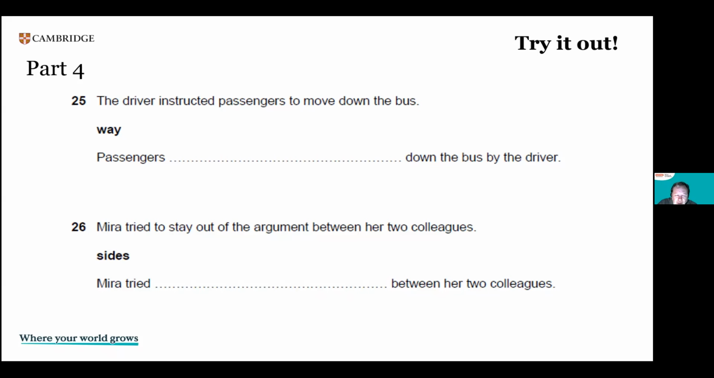In this part, you can get either 2 marks or 1 mark, or obviously 0. Okay, and the two parts are divided. So passengers were told or were instructed, and then to make their way would be the other part. So passengers were told to make their way, or passengers were instructed to make their way down the bus by the driver.